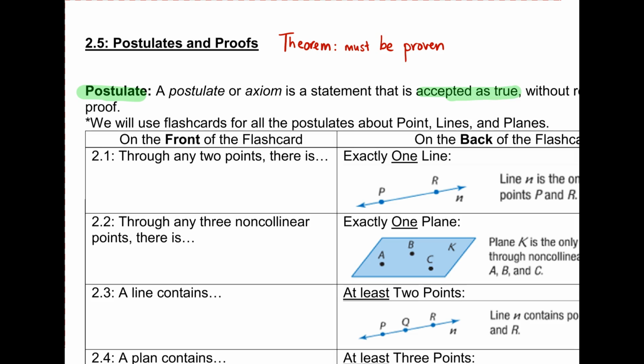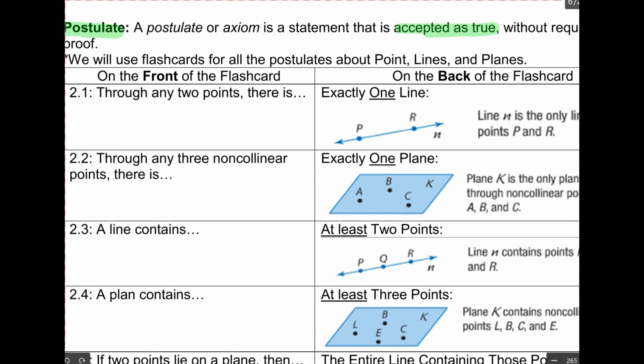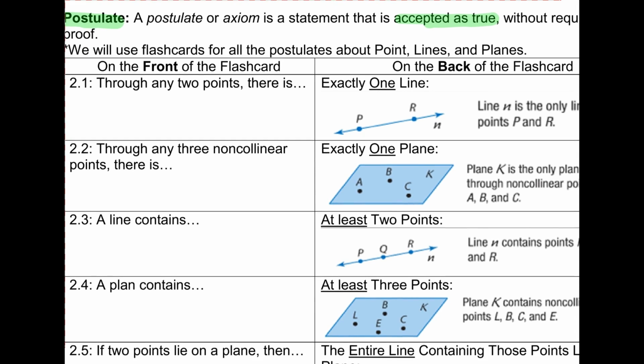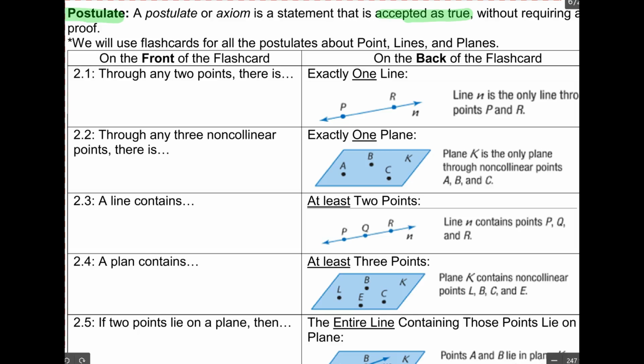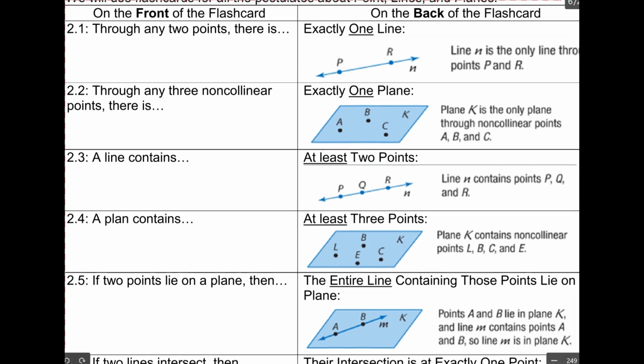But this is what I recommend you guys do, is make some flashcards for yourself, because we need to know the different rules. So through any 2 points, there is exactly one line. So line N is the only line through points P and R. There's exactly one line. There's not two. There's only one line that connects 2 points. So that's something like 100% has to be in your brain. You have to know. So we could make some flashcards at the end of class, just like flip through them.